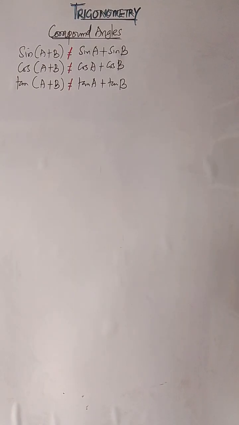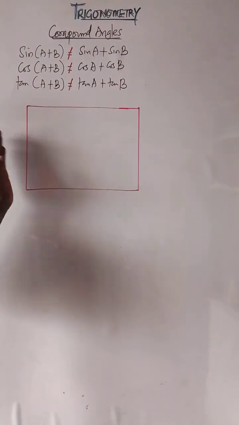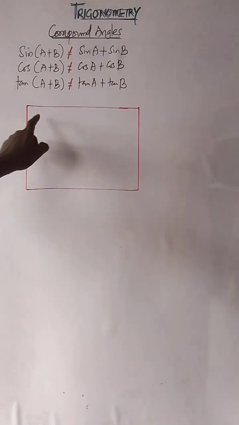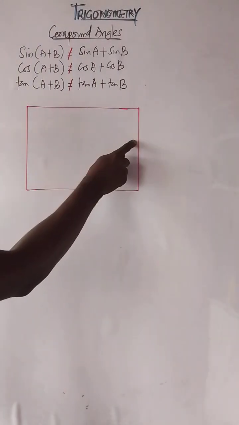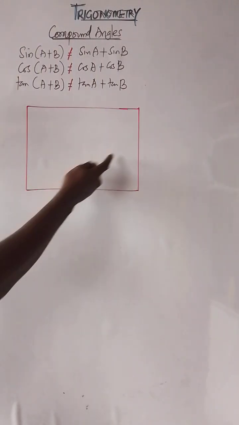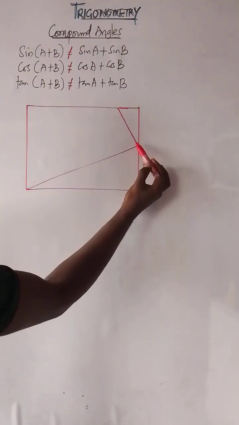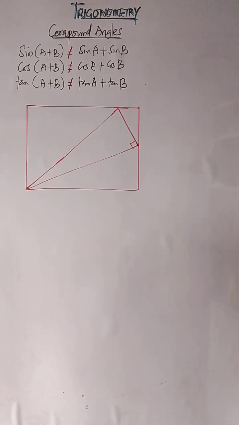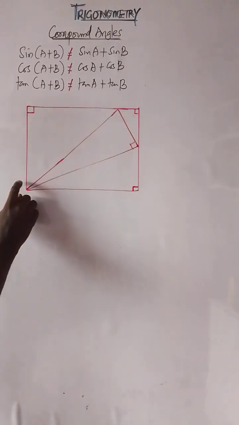Consider this rectangle. We all know for a rectangle, opposite sides are equal. This side equals this side, likewise this and this. And all the interior angles are 90 degrees. So from here, let's try to draw a line in such a way that when we join the point to this, we are going to have another 90 degree angle over there. Something like this. This angle here is 90. Then let's join this point. Let's show all the right angles. The whole of this is 90 degrees.